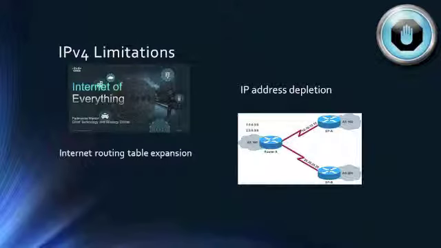Internet routing table expansion. A routing table is used by routers to make best path determinations. However, IPv4 consumes a huge quantity of memory and processor resources on Internet routers.